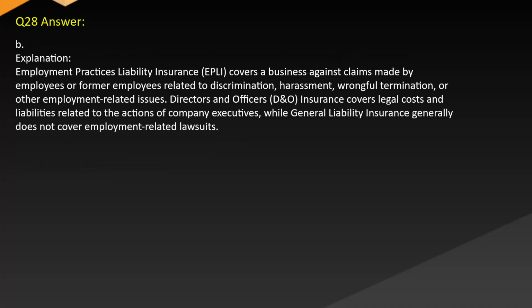Answer: B. Explanation: Employment practices liability insurance (EPLI) covers a business against claims made by employees or former employees related to discrimination, harassment, wrongful termination, or other employment-related issues. Directors and officers (D&O) insurance covers legal costs and liabilities related to the actions of company executives, while general liability insurance generally does not cover employment-related lawsuits.